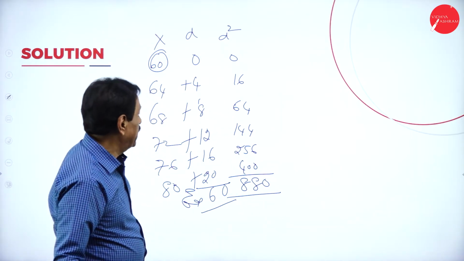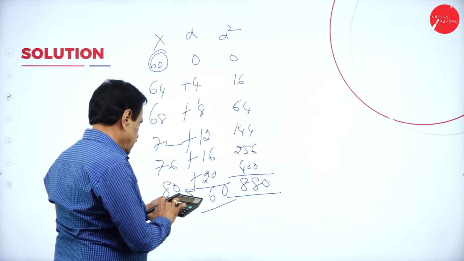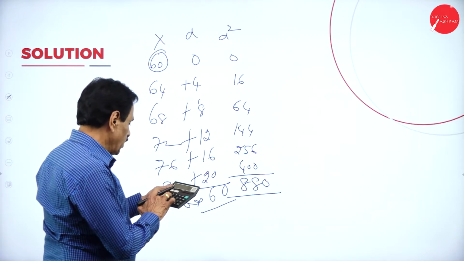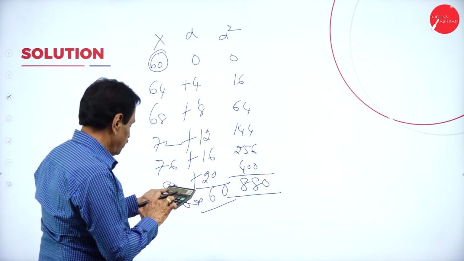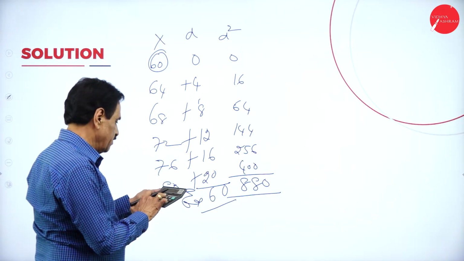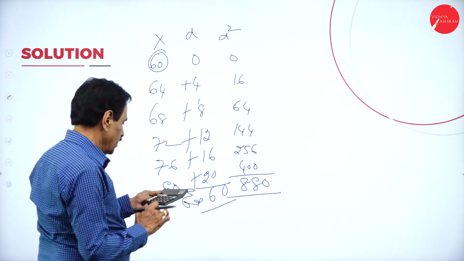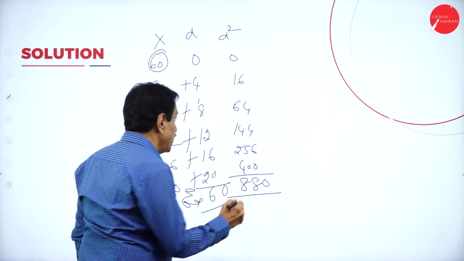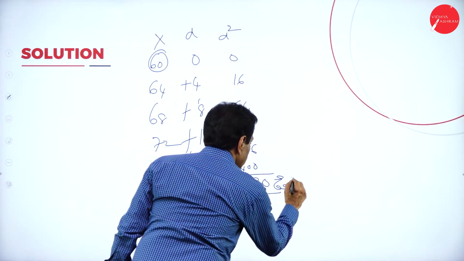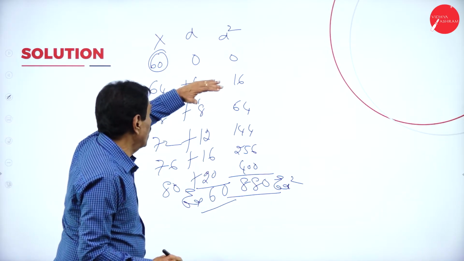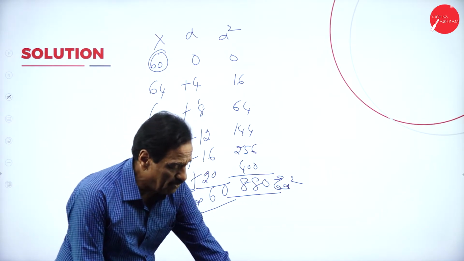So we'll check once again. It is 16 plus 64 plus 144 plus 256 plus 400 is equal to 880. What is 880? Sigma D square. 880 is sigma D square. I think you follow the D, you follow the D square. We'll apply the formula now.